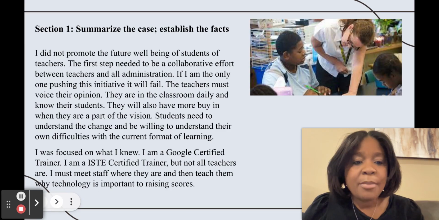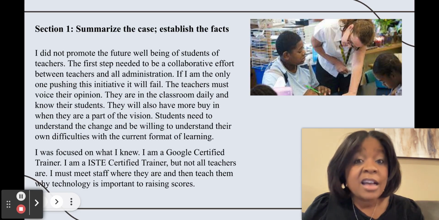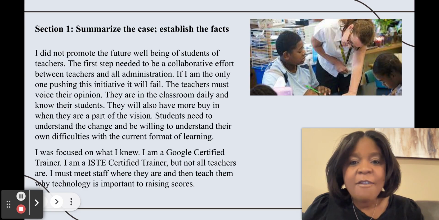Summarize the case, establish the facts. I did not promote the future well-being of students and teachers. The first step needed to be a collaborative effort between teachers and all administration. If I am the only one pushing this initiative, it will fail. The teachers must voice their opinions. They are in the classroom daily and they know their students. They will also have more buy-in when they are a part of the vision.